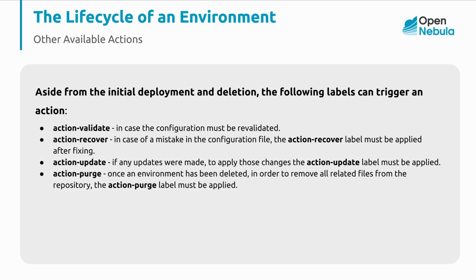Aside from the initial deployment and deletion, the following labels can trigger an action. Action validate in case the configuration must be revalidated. Action recover in case there is a mistake in the configuration file, the action recover label must be applied after fixing it. If any updates were made to apply those changes, the action update label must be applied then. Once you deleted the environment, any files no longer needed to be stored in the repository, the action purge label must be applied. After that, you can successfully close an issue.